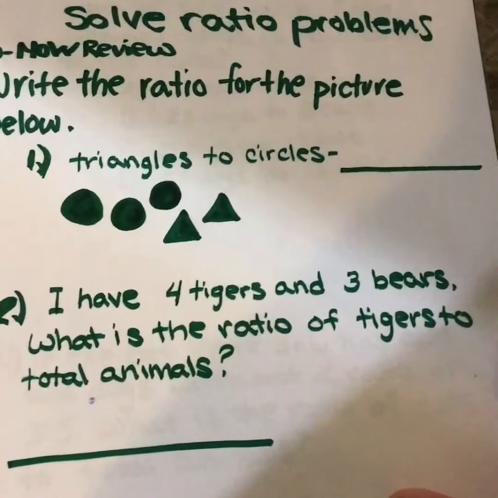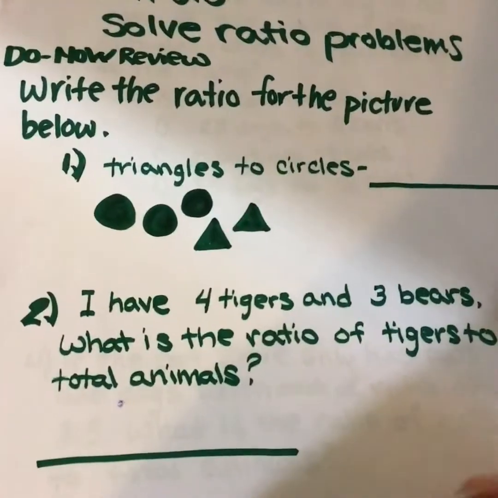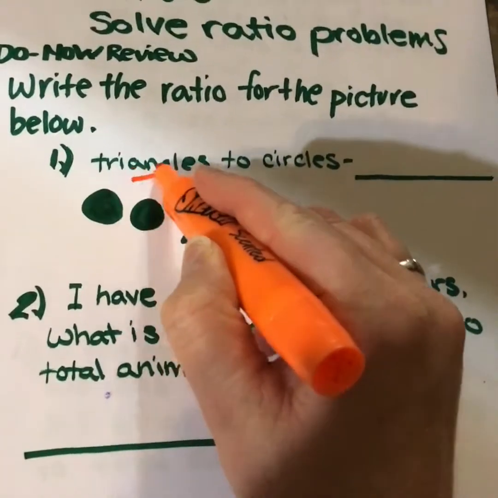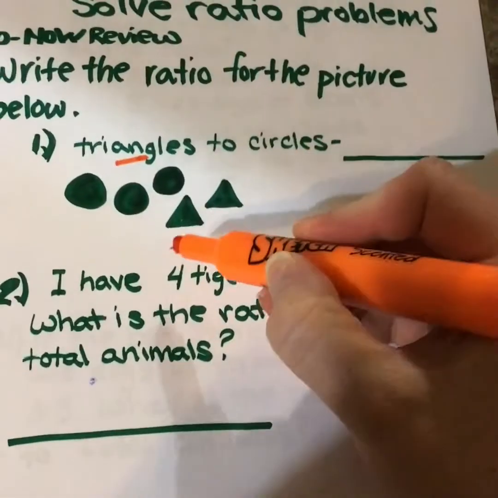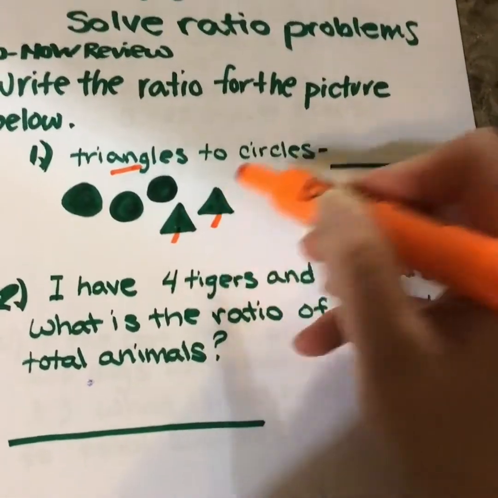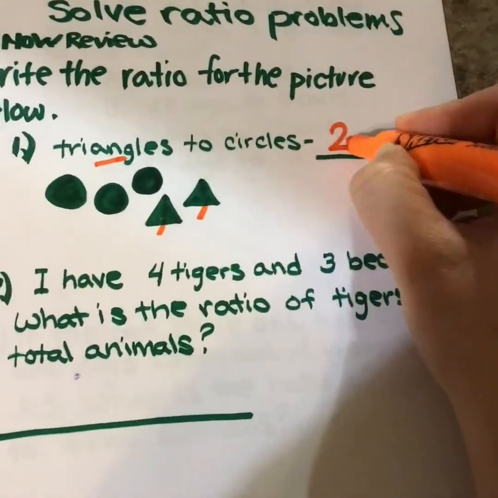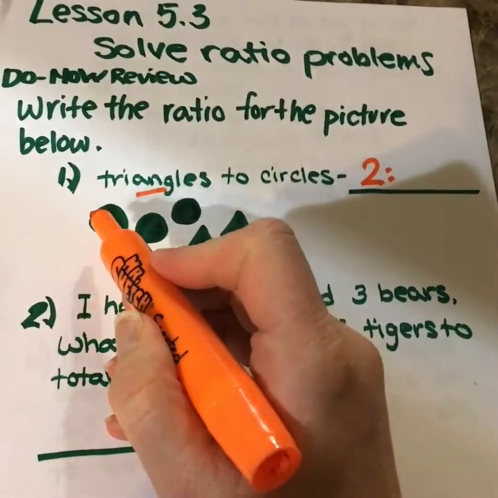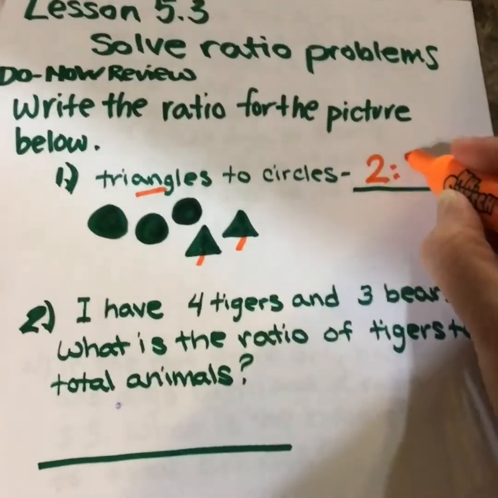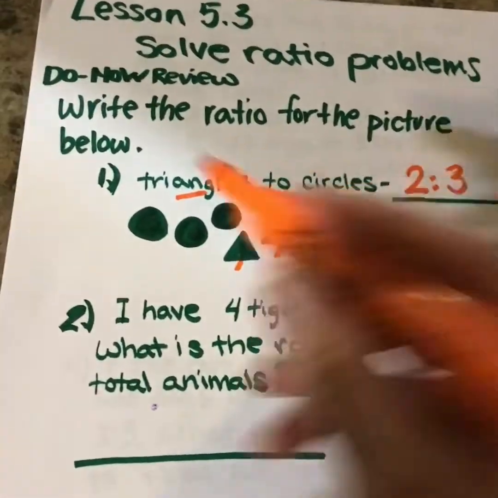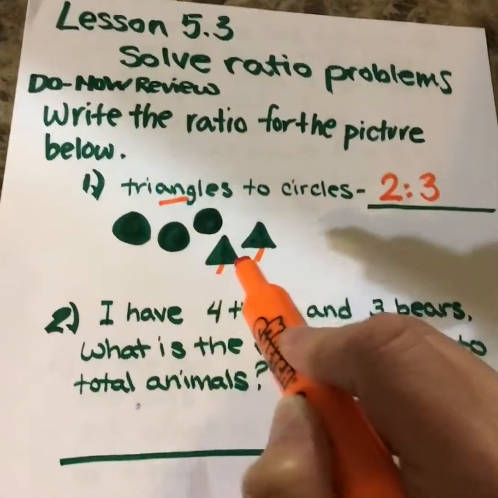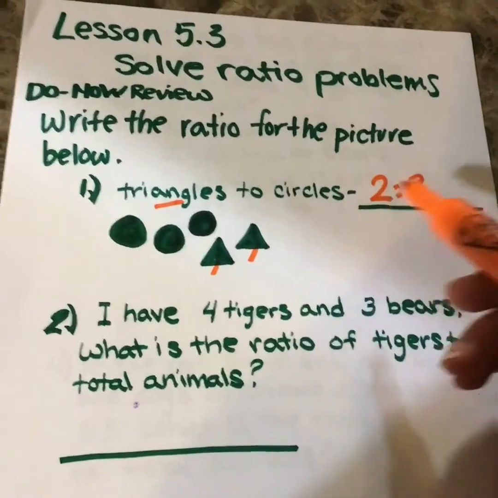Triangles to circles. So, the very first thing you have to do, remember, is you have to write your ratio in the correct order. So triangles comes first. I have 1, 2. I have 2 triangles. How many circles? 1, 2, 3. 3 circles. It's really important that you keep in mind you have to write it in the correct order. Triangles to circles, 2 to 3.